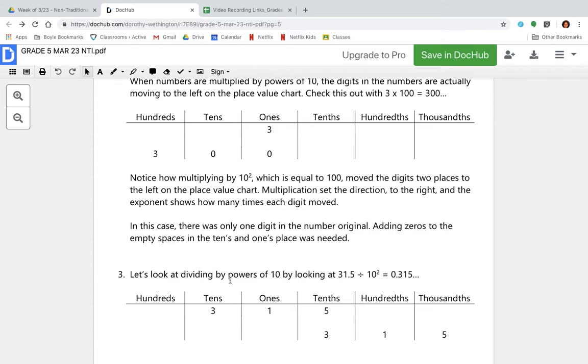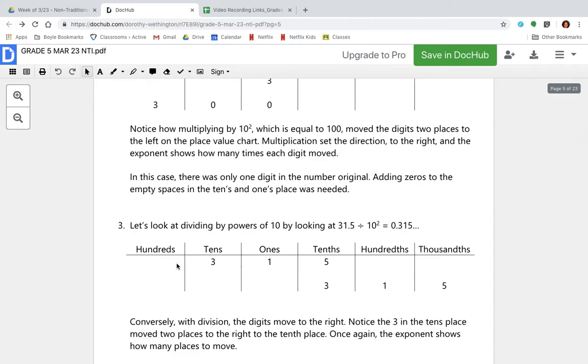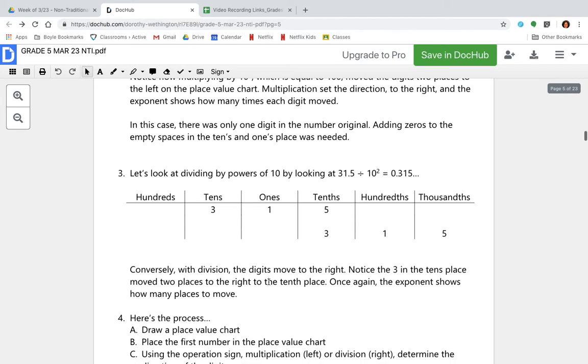Number 3, let's look at dividing by powers of 10 by looking at 31.5 divided by 10 to the second power, which equals 0.315. Hundreds, tens, ones, tenths, hundredths, thousandths. Conversely, with division, the digits move to the right. Notice the 3 in the tens place moves 2 places to the right to the tenths place. Once again, the exponent shows how many places to move.